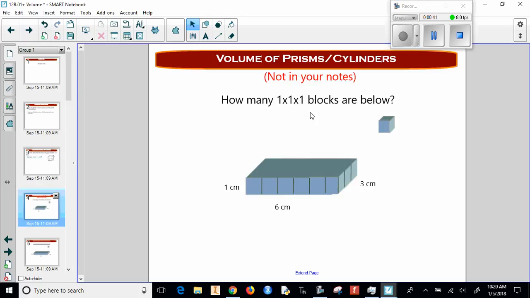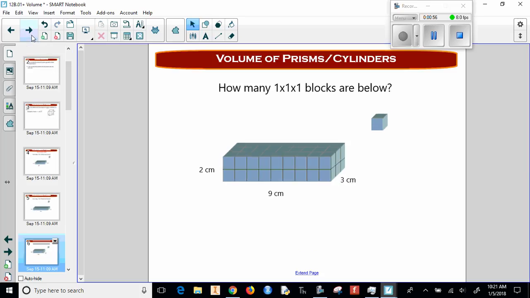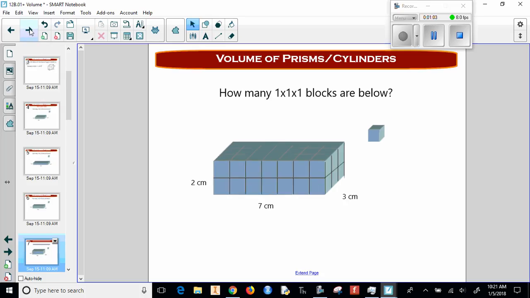So how many 1 by 1 blocks are below? Well, if you looked at this, there'd be 6 going this way, 3 back. You can look and see that's 18. If we look at this, how many cubic blocks are here? That's 27. Now if I start stacking it, it'd be 27 times 2 high. So that would be 54 blocks. And 21 times 2, that'd be 42 blocks. So all of those are representing how much volume is contained in this.